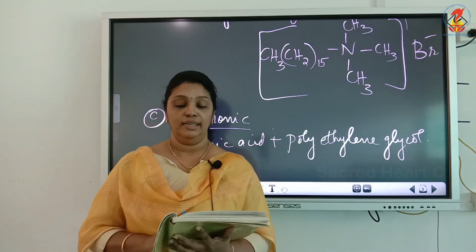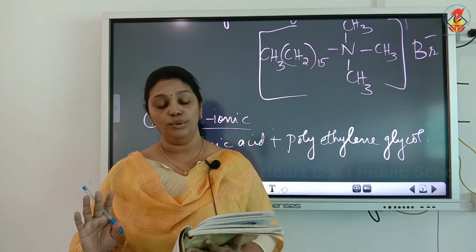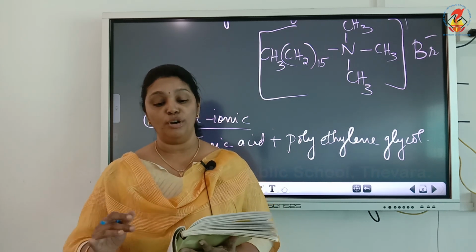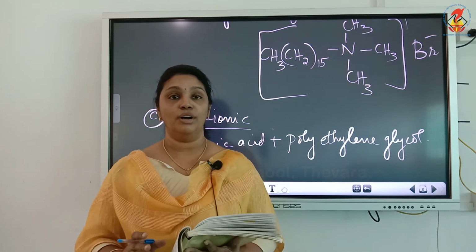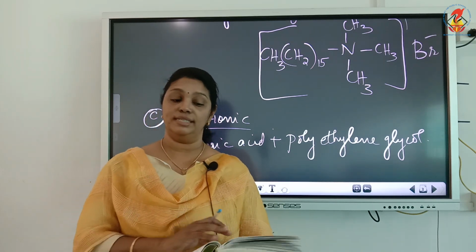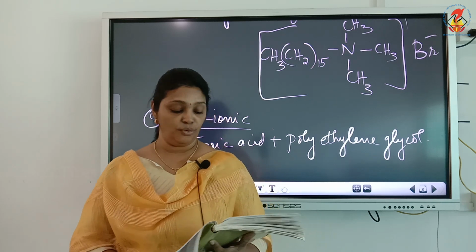So, we can say detergents with straight chain hydrocarbons are preferred over branched chain, as the branched chain hydrocarbons are non-biodegradable and they cause environmental pollution. So, we try to use detergents with straight chain of hydrocarbons for cleaning.